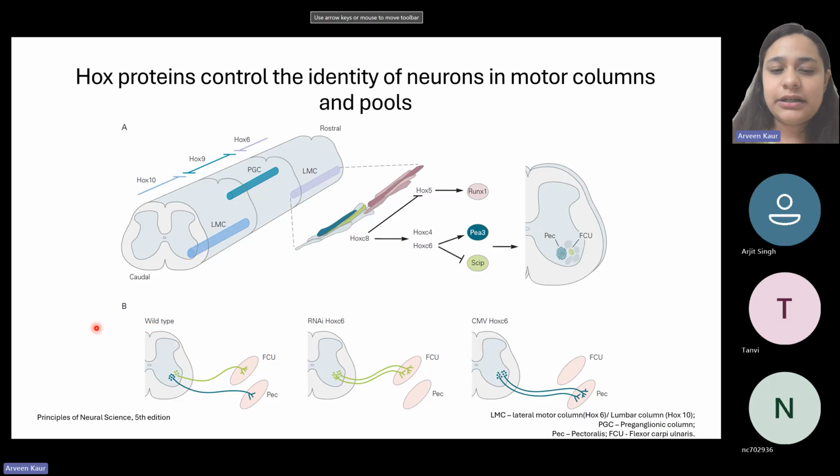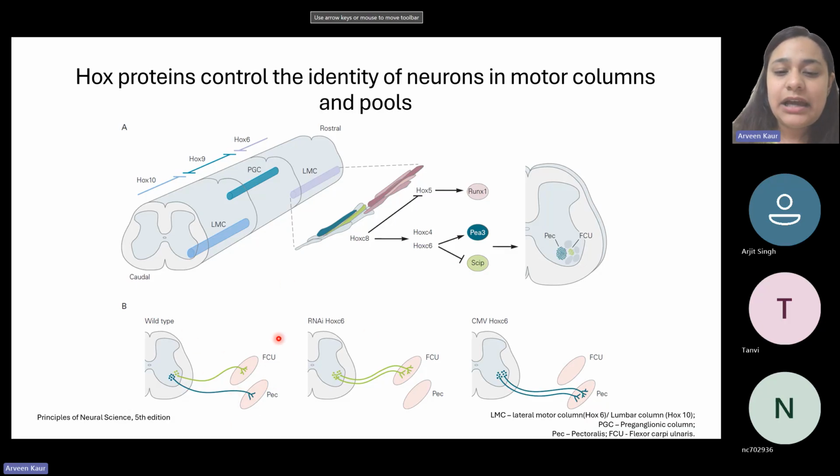Over here in the second half, what you can see is one structure that is wild type again, which is going to be the normal kind of region. In this wild type spinal cord section, you can see that there are two sets of motor neuron cell bodies, and these have neurons sprouting from them and innervating either the FCU region, which is the flexor carpi ulnaris, or the pec region, which is the pectoralis muscle region.